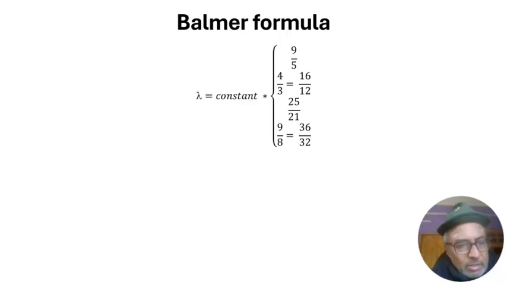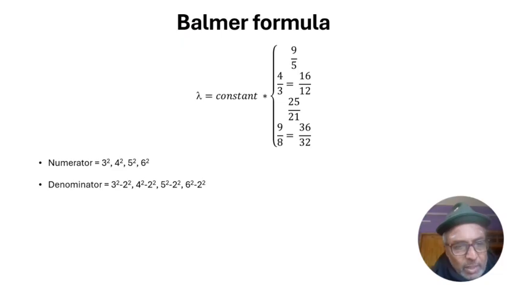Balmer observed that the wavelengths of the 4 spectral lines measured by Ångström could be expressed as constant times 9 by 5, constant times 4/3 or 16 by 12, constant times 25 by 21, and constant times 9 by 8 or 36 by 32. Notice that the numerators here form the sequence 3 squared, 4 squared, 5 squared, and 6 squared, while the denominators form the sequence 3 squared minus 2 squared, 4 squared minus 2 squared, 5 squared minus 2 squared, and 6 squared minus 2 squared.